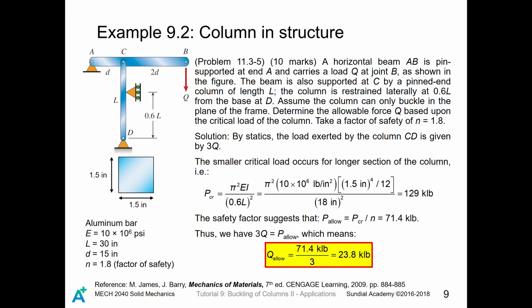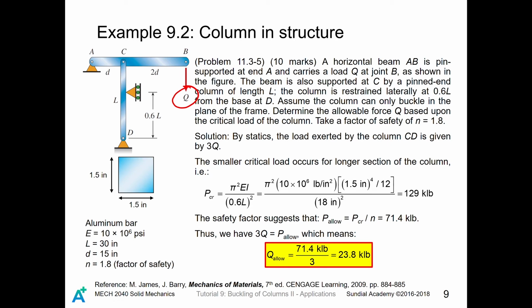Next, we discuss columns in a structure. It is actually a very easy problem. Here is a horizontal beam. This beam is supported at point A, and this column is giving the beam an upward force. In other words, the beam AB is giving a downward force to the column CD. Here is D and this is 2D. We want to know the allowable load Q such that the beam will be safe.